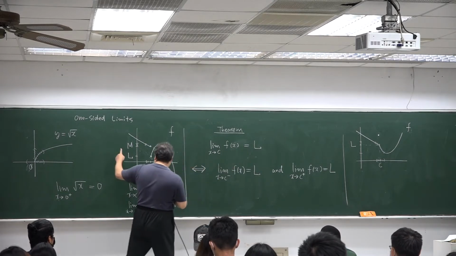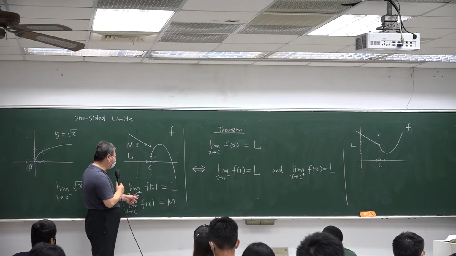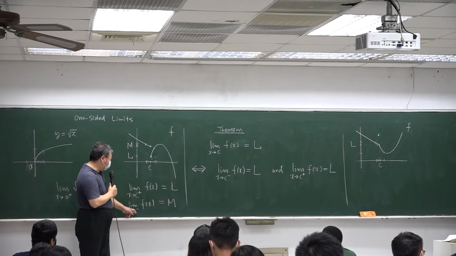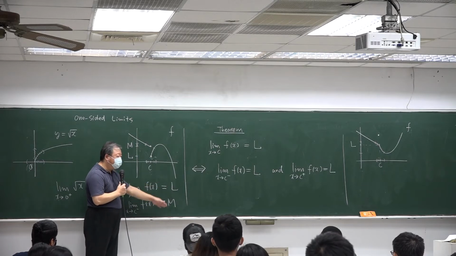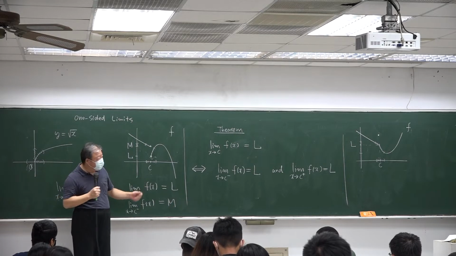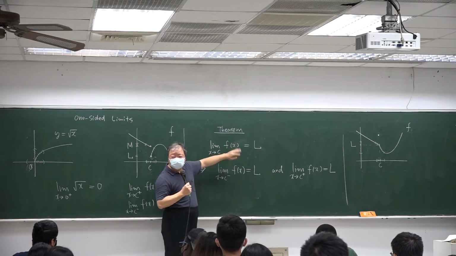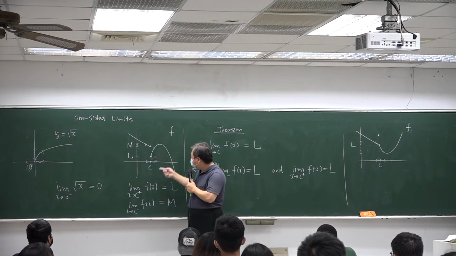Suppose in this case the right-hand side limit at C is L, the left-hand side limit at C is M, and L and M are distinct. Then we conclude this limit does not exist. No limit for this function at number C.